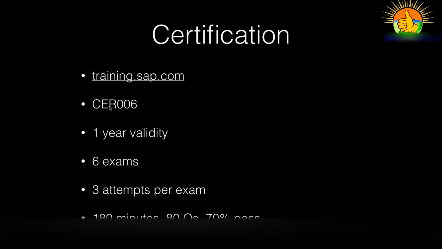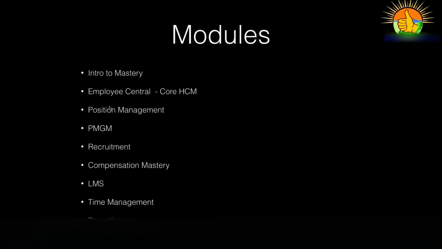So it is for these reasons that these are the different modules that are there in SuccessFactors, like introduction to mastery. This will be common for any module. EC will be the core HCM, which is a mandatory module that you can start with. Apart from that, there is position, PMGM, recruitment, compensation, LMS, time, reporting, and much more like succession, etc.